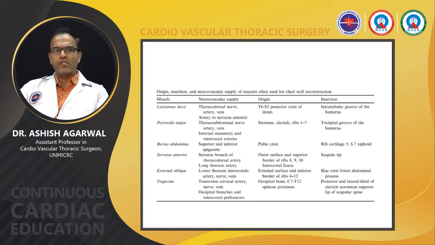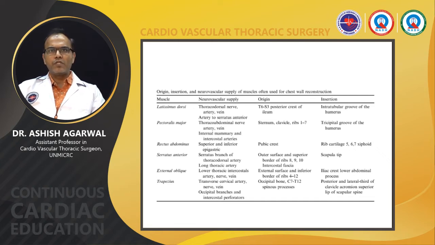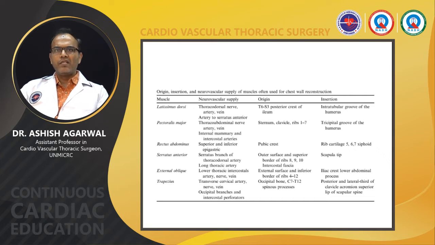Of these 6 muscles, the latissimus dorsi is very important. It is the most common and the largest muscle used for reconstruction purposes, and it has the advantage of a wide arc of rotation. It originates from T6 to S3 and the posterior crest of the ilium and inserts in the intertubercular groove of the humerus. It has a blood supply from the thoracodorsal artery and the artery to the serratus anterior, and is drained in a similar fashion.